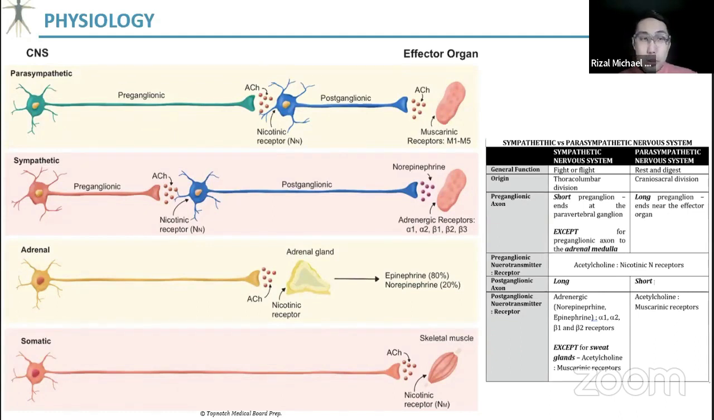So you also have to know anatomically, no, yung kanilang locations, aside sa origin, pati yung length ng mga ganglion. So for example, si sympathetic, siya yung may short pre and long post. So ako noon, sabi ko lang sympathetic short pre. Ganun ko lang siya inaalala, no? So sympathetic short pre. So, alam ko ng post ganglion niya is long, and then opposite niya si parasympathetic.